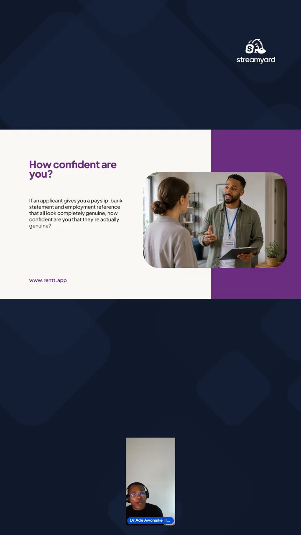And this is why modern tenant referencing matters. The job of referencing isn't simply to collect documents. The job of referencing is to make better informed decisions about the person who may be occupying your property.